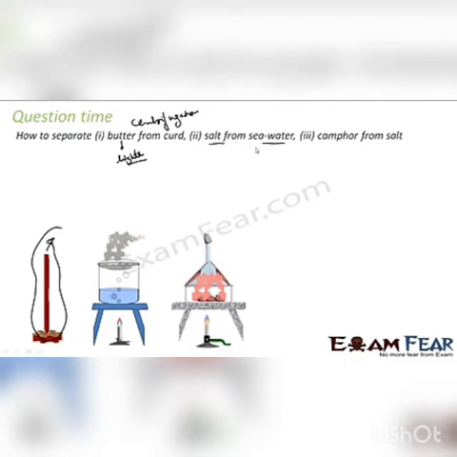Salt from seawater. In salt and seawater, there is a difference in volatility. Salt is non-volatile, water is volatile. So we can actually do the evaporation process. Water will evaporate, and salt will be left in the container. Camphor from salt. Camphor we know is sublimate and salt is non-sublimate. So we can use the normal sublimation process to separate them.